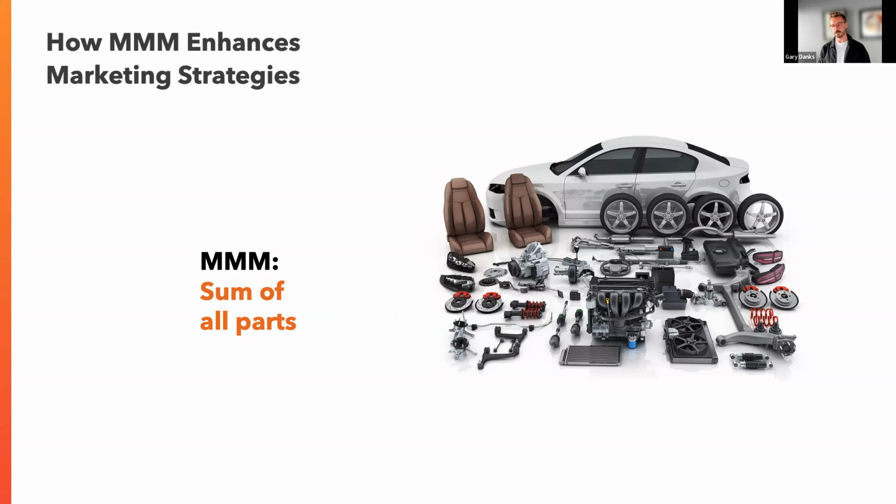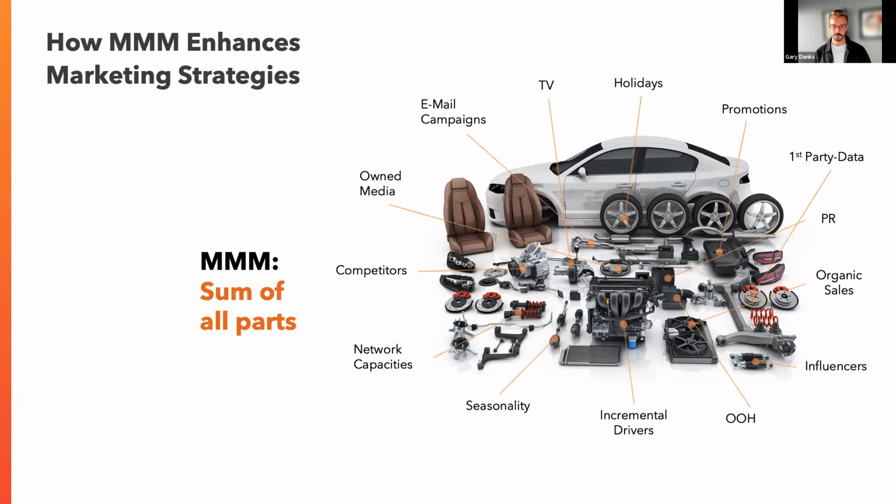So the two slides that I just showed you on measuring the influence and the incrementality of the sales that you get from each partner, and then the cost curves, are similar to parts of a car. There's lots of other parts that go into the recommendations that MMM gives you, the output of MMM. So it could be things like your email campaigns, your promotions that you do, the influencers that you use, the seasonality, competition, and so on.